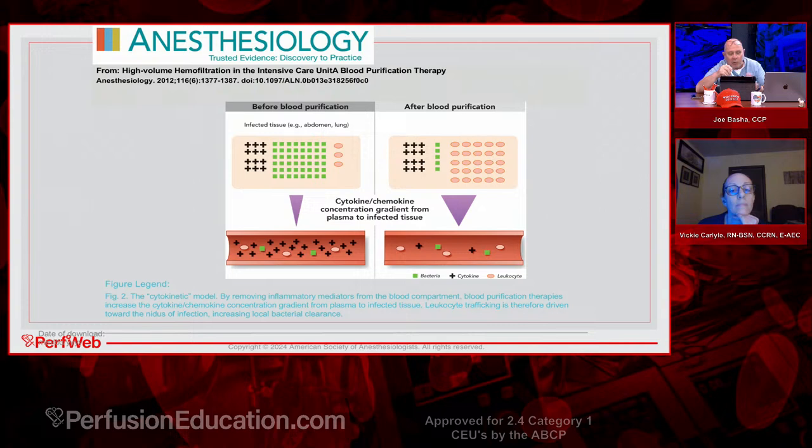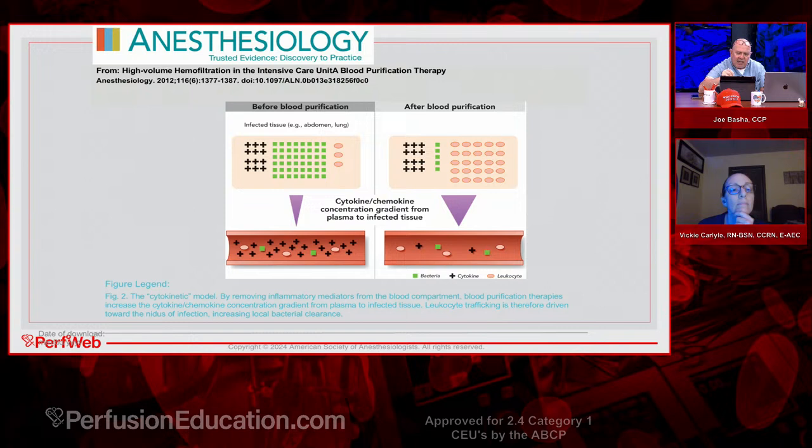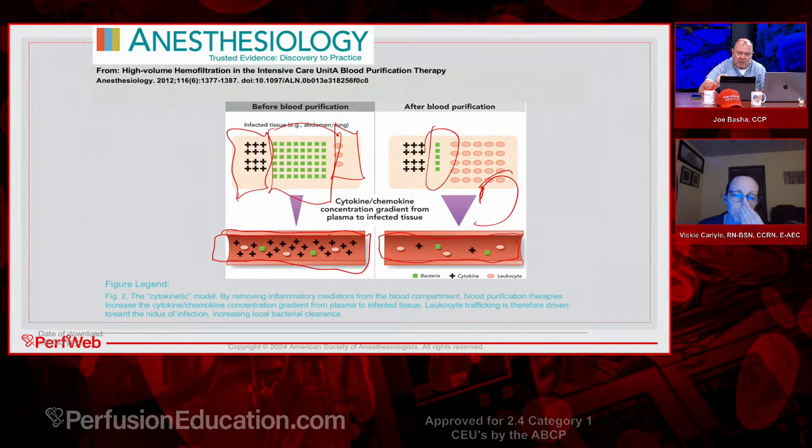But what this illustrates here, and this article, by the way, came out of Anesthesiology, I have the reference right here, is that you see in the green in the tissue, bacteria, large amounts of bacteria and very few leukocytes, because you have a signaling and translocation of these leukocytes because of how many of these cytokines you see here circulating in the blood. Now, removing those and getting it to a normal level helps to stop that signaling, get the leukocytes back into the source of the infection to be able to reduce the level of bacteria, whatever your infectious process is. And that is what high-intensity hemofiltration does from an inflammatory mediator perspective.